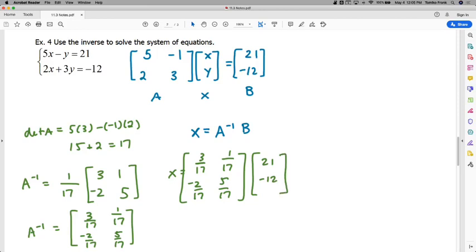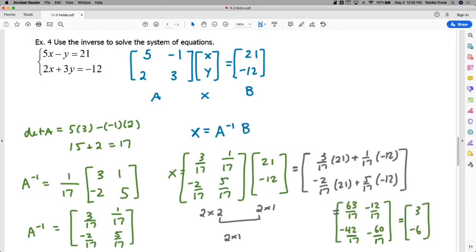All right, do a quick check. This is a 2 by 2. This is a 2 by 1. The 2's match up. Our resulting matrix then will be a 2 by 1. So we know the final answer is going to be a 2 by 1, and that should match up to what X is. X is also 2 by 1. It has to be, so that we can have values of X and Y. All right, I'm going to work it out, and then we'll talk about the answer.